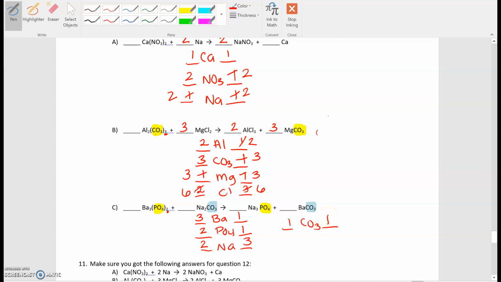So if we want, we can start with the barium. We can put a 3 here. That's 3 times 1 barium. That also gives me 3 carbonates. If I want to try phosphate, I can put a 2 here, which will give me 6 sodiums, and then 2 phosphates. If I put a 3 there, that gives me 6 sodiums and 3 carbonates. And now I'm all balanced.